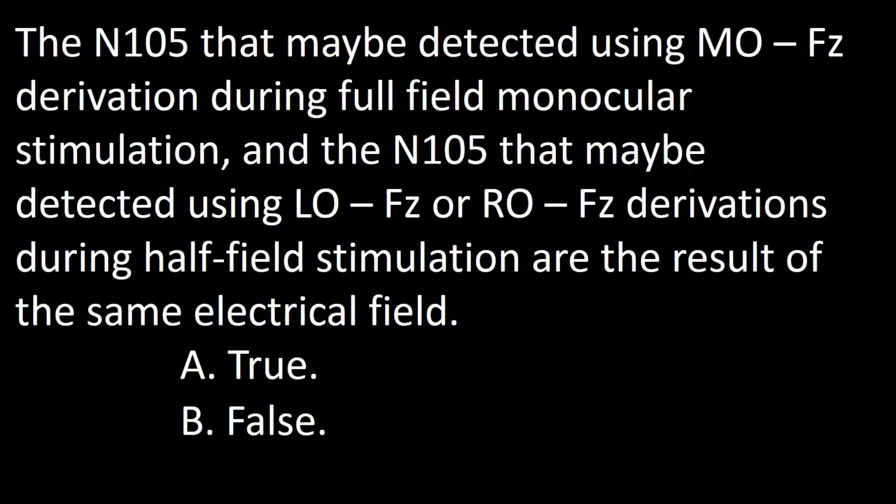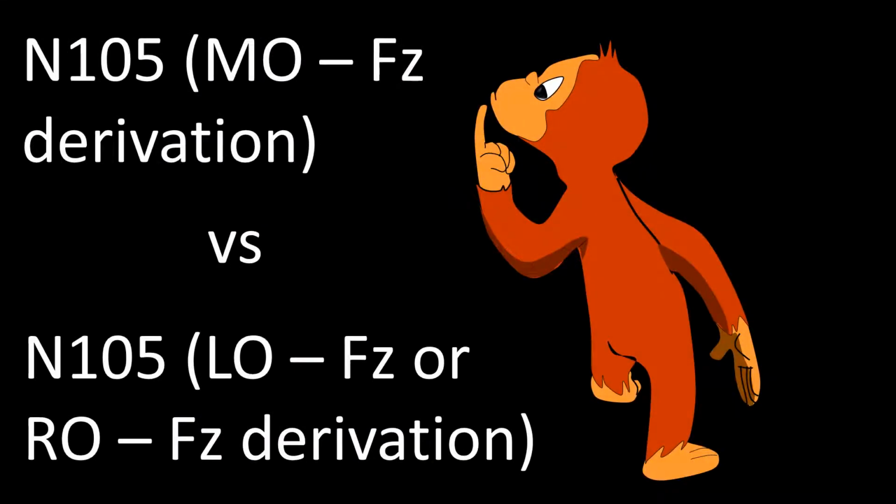Next question. The N105 that may be detected using MO to FC derivation during full field monocular stimulation, and the N105 that may be detected using LO to FC or RO to FC derivations during half field stimulation are the result of the same electrical field. A true, B false. This question pits two N105 peaks.